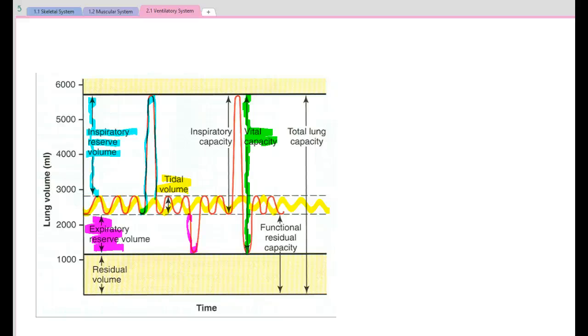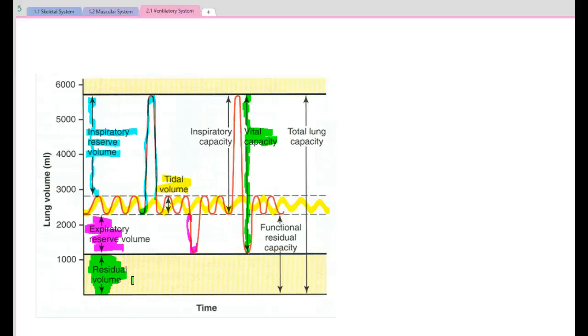Now the one there that is a little bit different is what we call our residual volume. If we breathed out all of the air, our lungs would actually collapse. So we have to maintain some volume of air in our lungs to maintain the integrity of the lungs, the structure of them in a functional way. So that amount of air that's required to maintain the integrity of the lungs is known as the residual volume.